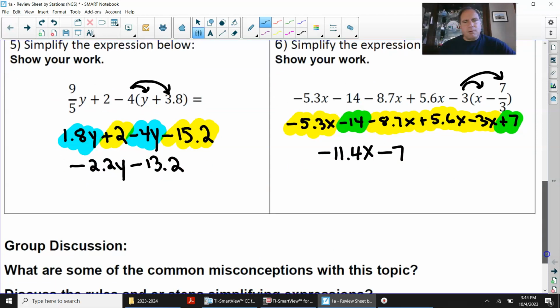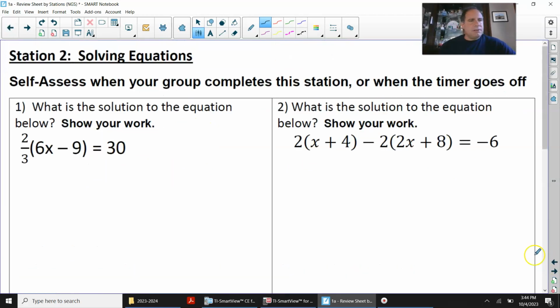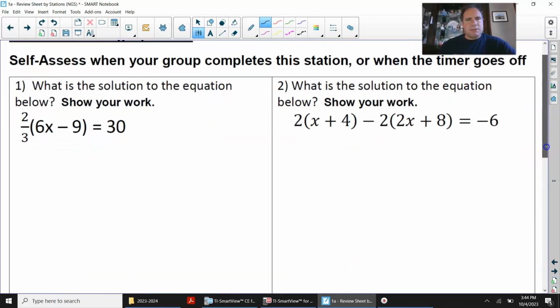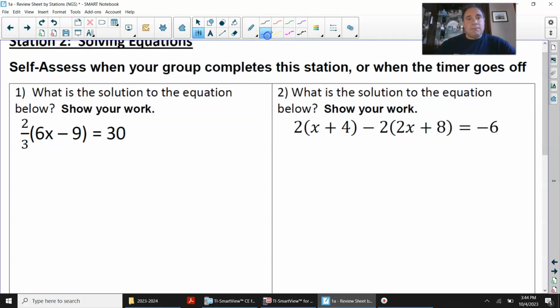That ends station 1. We're going to go on to station 2. Now we're going to solve. So now when, like in that first station where we just combine like terms and simplify, we're going to combine like terms, simplify, and solve. Right? So for this one is pretty straightforward. We are going to use distributive property.